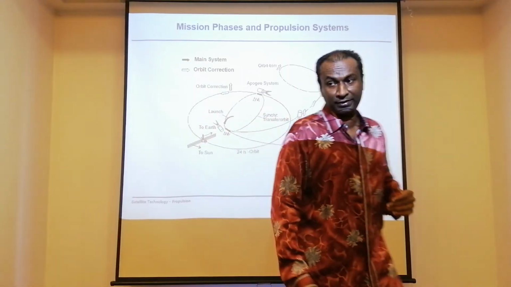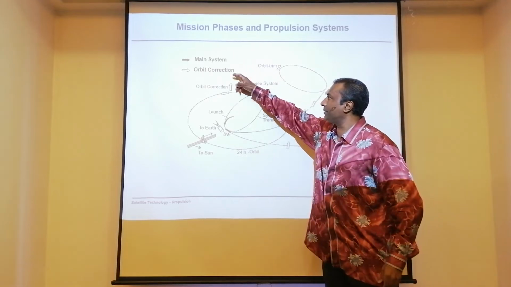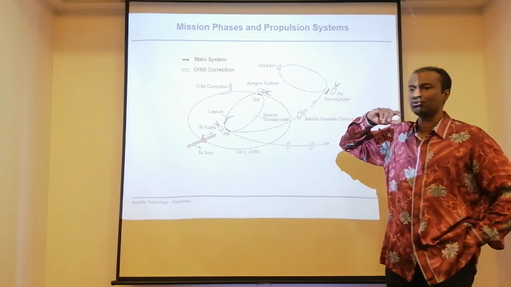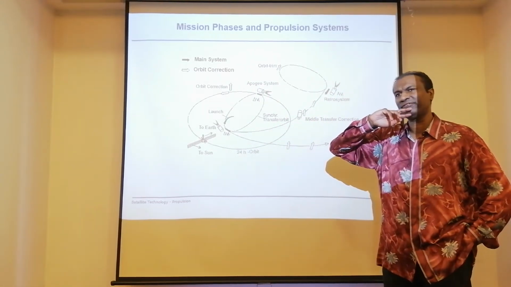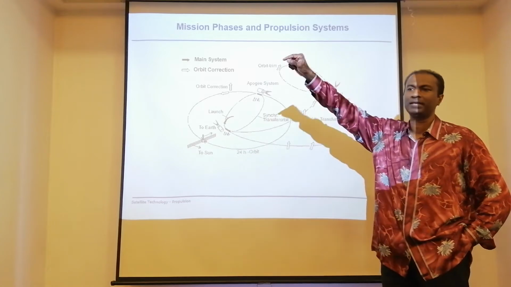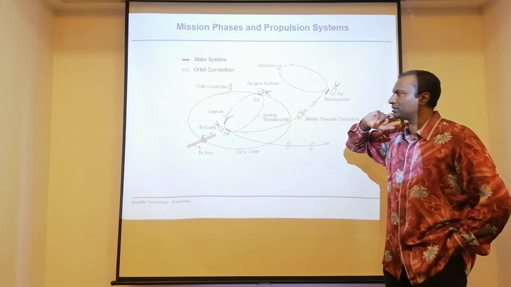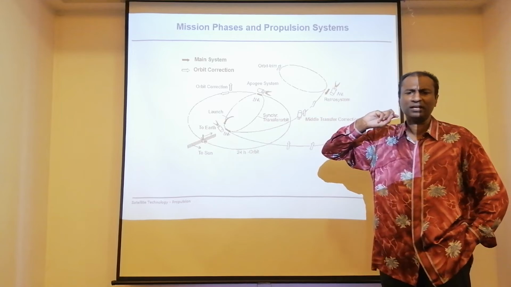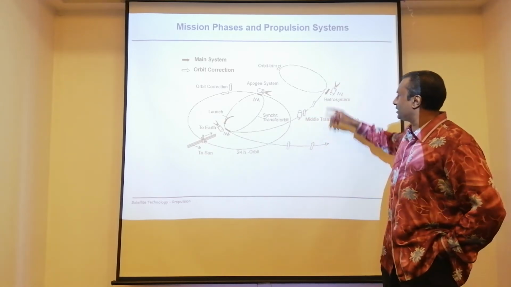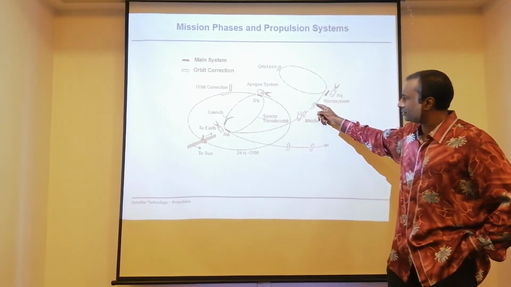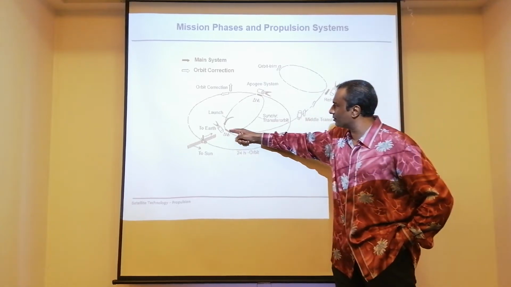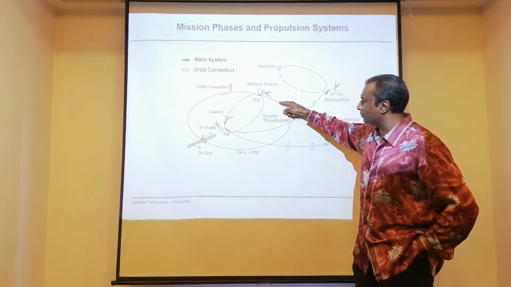I've defined here the main system and the orbit correction system. The main system you should know already. With the main system, I need to fly from planet Earth to a particular orbit. So that's going to be the main system. What should the main system be giving me? It should be giving me a translation motion. So let's say I'm firing. This is our translation motion. All these are translation motion.